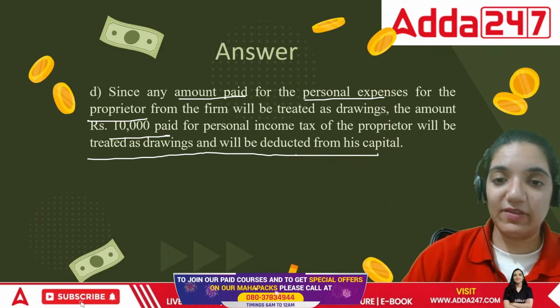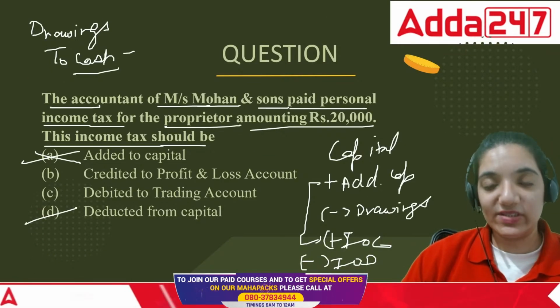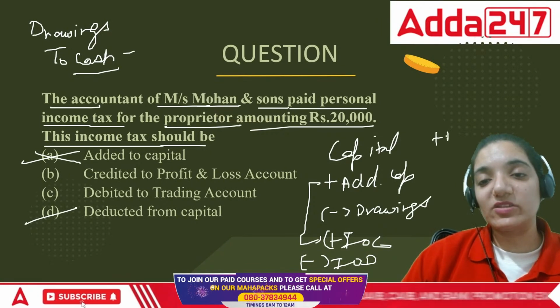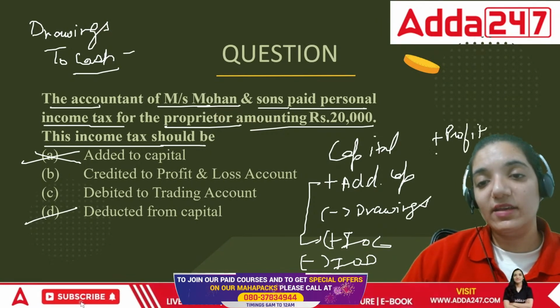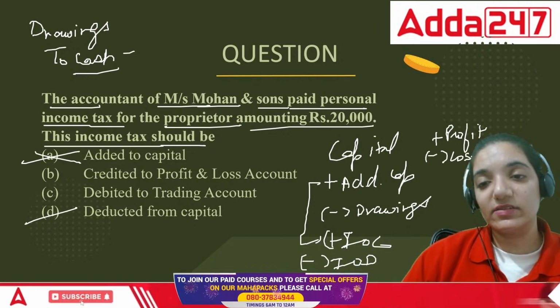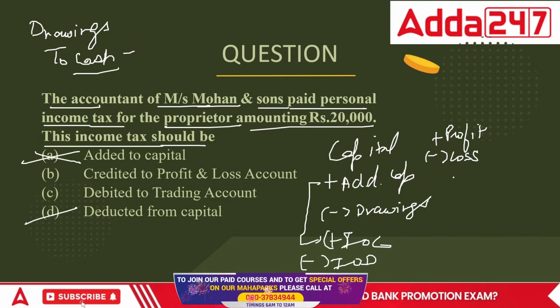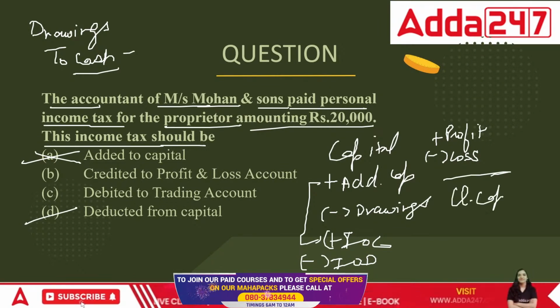One more point, everyone. Since I've discussed the entire formula, one thing is left. If the organization makes a profit during the year, it is added. If there is a loss, it is deducted. That's the formula to find out the closing capital.